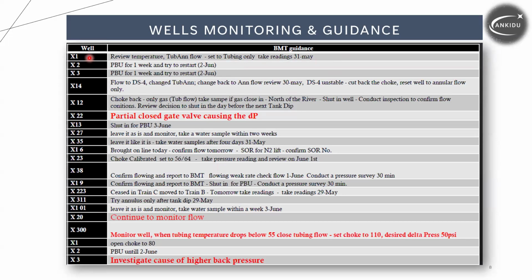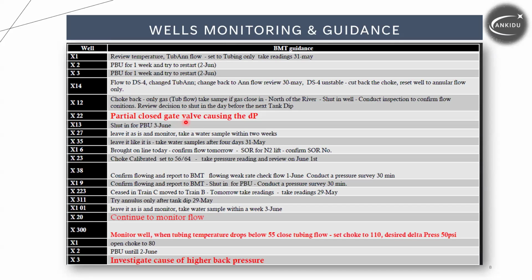For X1, if we have an example: review temperature, tubing annulus flow set to tubing only. So the recommendation is changing from tubing annulus to tubing and taking readings on this date. Another: partial closed gate valve causing delta P. So why is it highlighted here? So that you can see and read the notes, but sometimes we have to monitor closely why the well is not fluctuating. There is a partial closed gate valve.